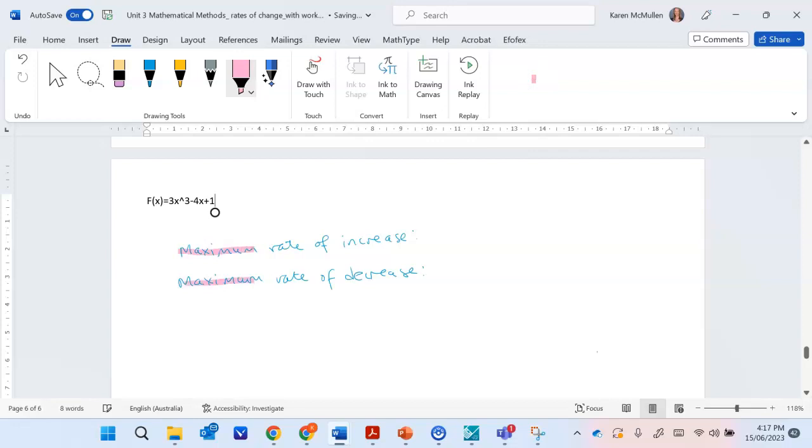All right, so if you think about turning on the tap of your bath, the maximum rate, as soon as you turn it on and the water rushes out, and then you're like, oh gosh, it's splashing everywhere, and then you turn it down a little bit. So that first whoosh of water would be quite a high rate of increase. All right, so it's increasing at quite a high rate.